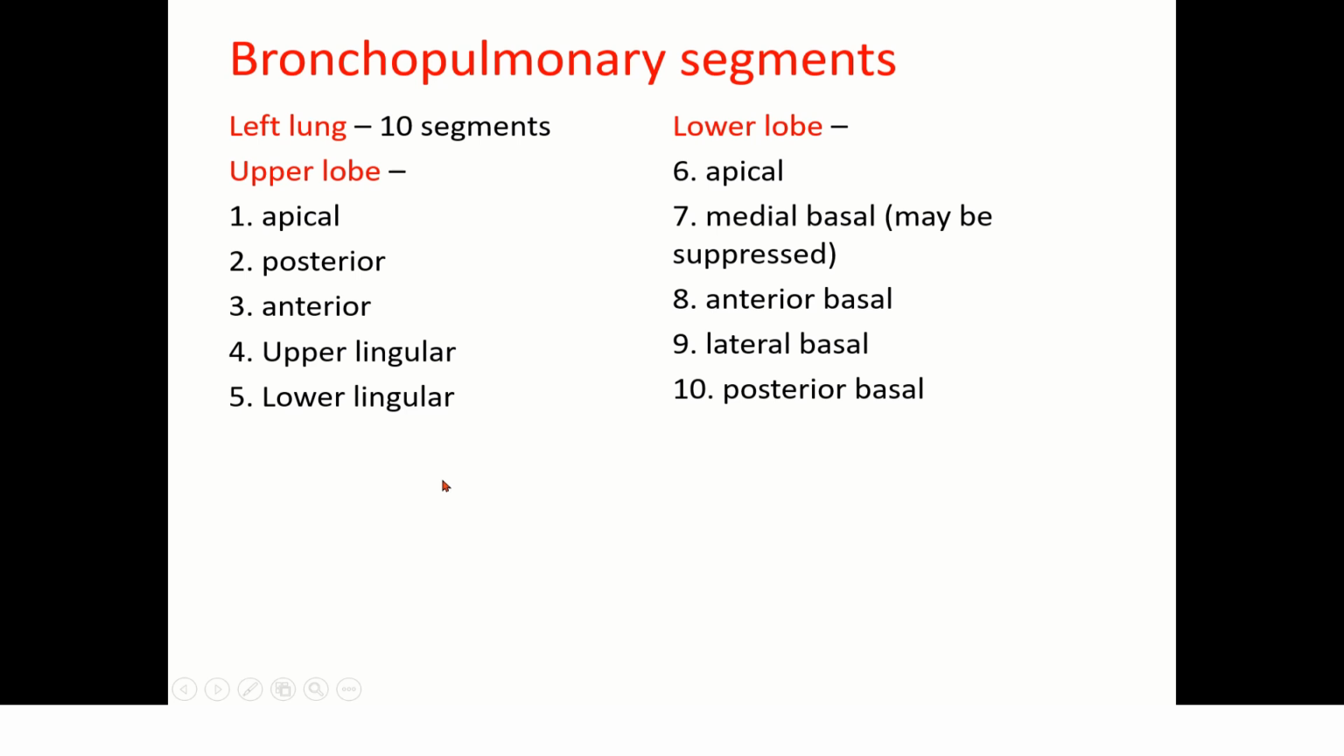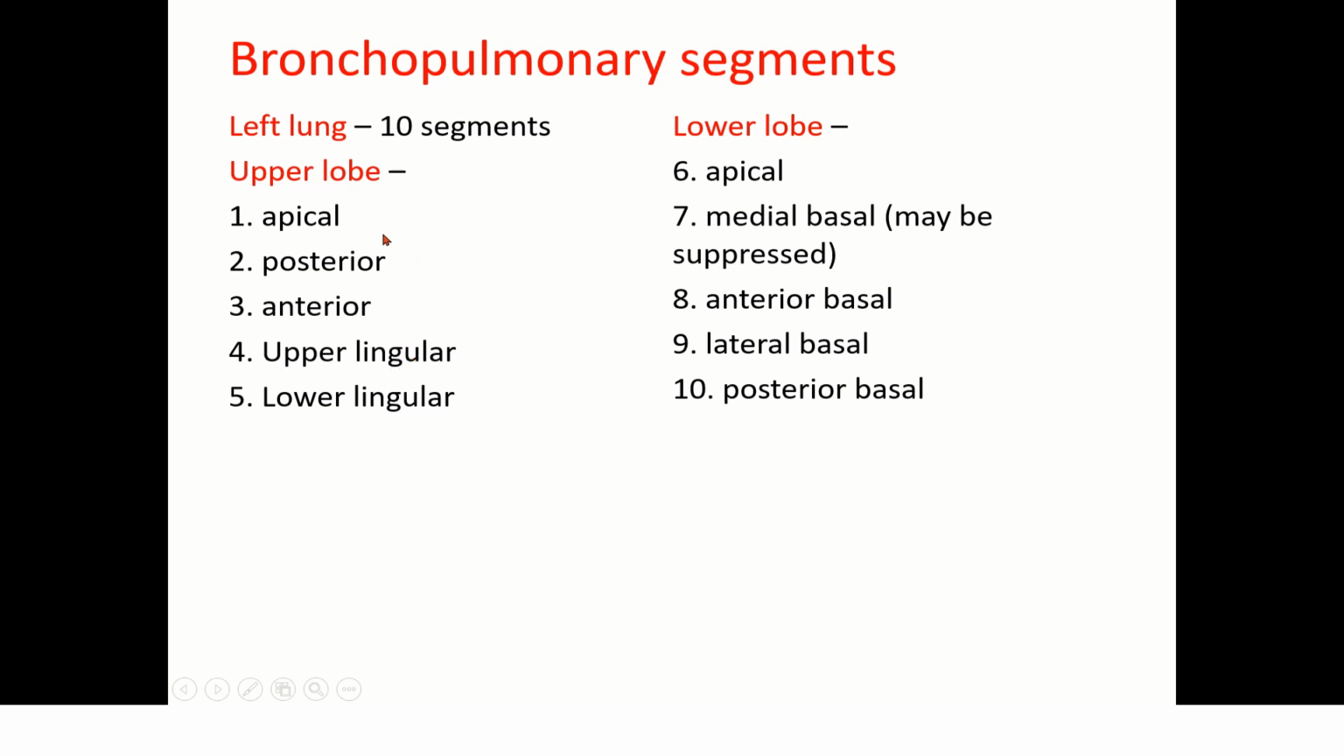So, bronchopulmonary segments in the left lung. If you see, there is no middle lobe. So the middle lobe is represented by the lingula. So we have here upper lingular and lower lingular. So in the upper lobe, apical, posterior, anterior, and in the lingula, upper lingular and lower lingular.